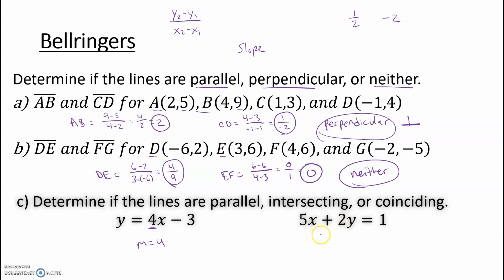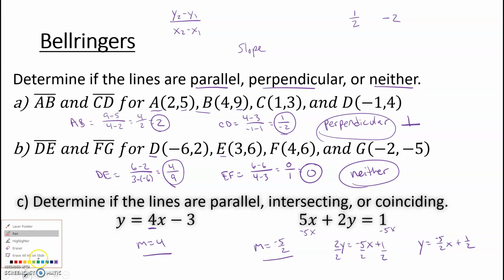So let's get y alone. We're going to subtract 5x from both sides. So we have 2y, we have a -5x, and a +1. And now we're going to divide both sides by 2. So we have y equals -5/2 x plus 1/2. And your slope for this one would be -5/2. So we have a slope of 4 and a slope of -5/2. So that would be neither or none. Or sorry, intersecting. Guess I should read the answer choices.